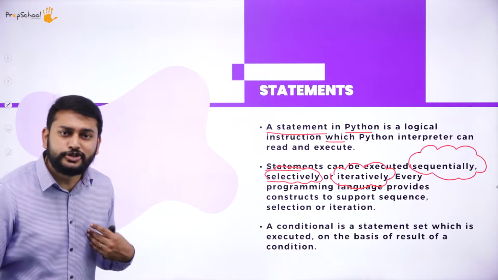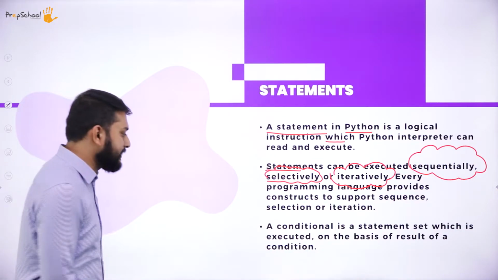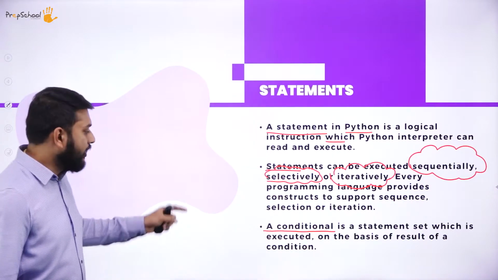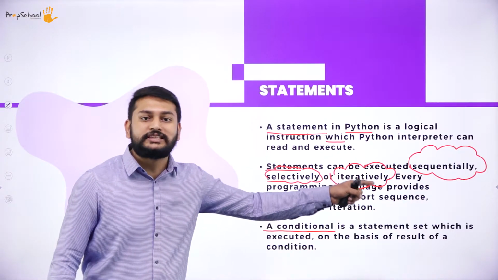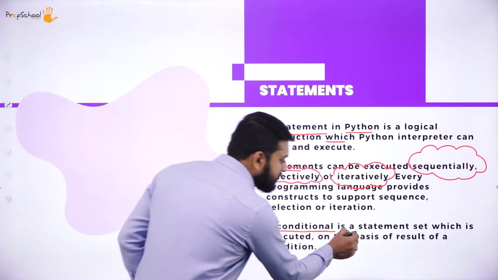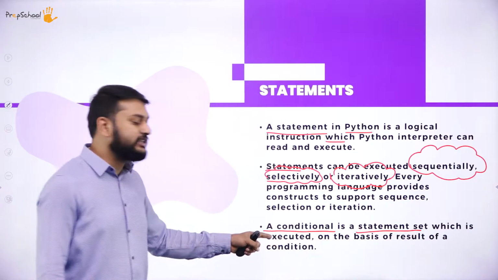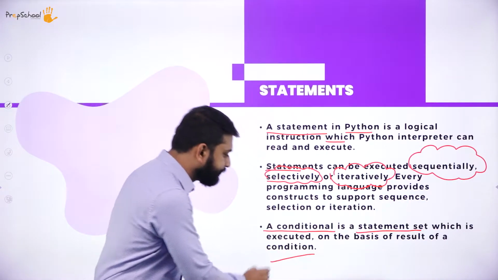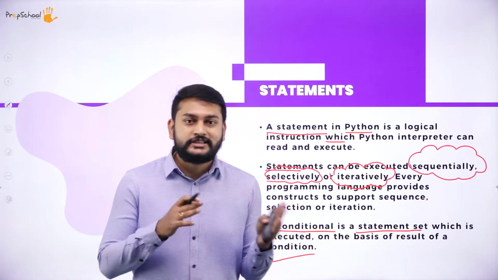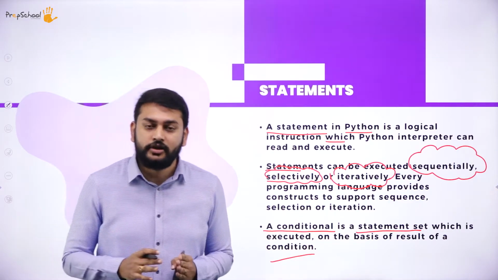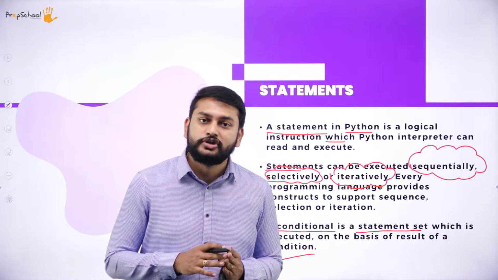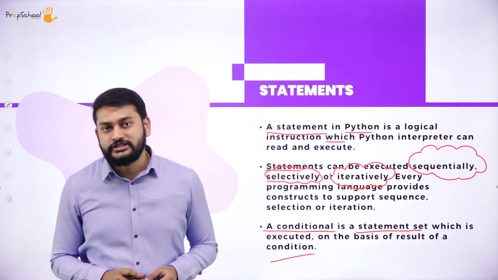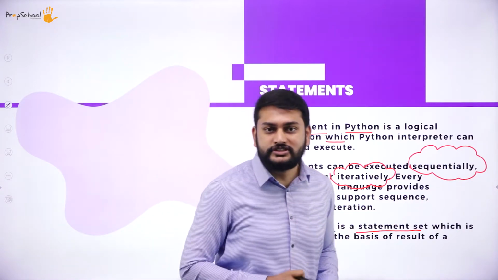What is the third point that I should understand? Please understand, a conditional is a statement set which is executed on the basis of the result of a condition. We have a statement called a conditional statement. So what is this conditional statement? A conditional statement is a set of instructions. I can call it a set of instructions.